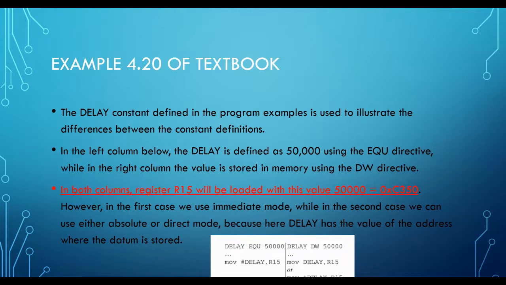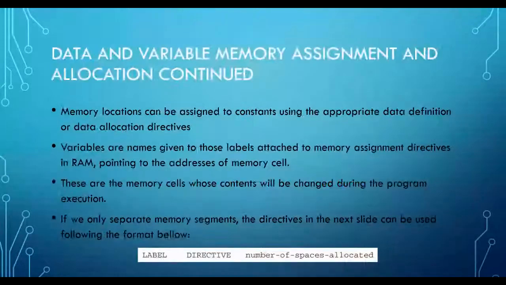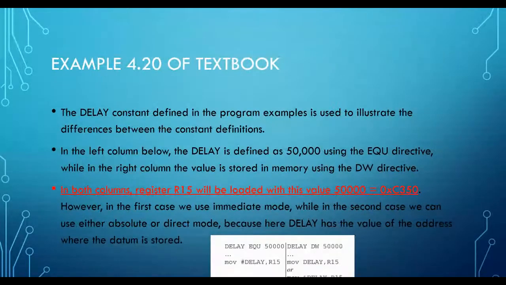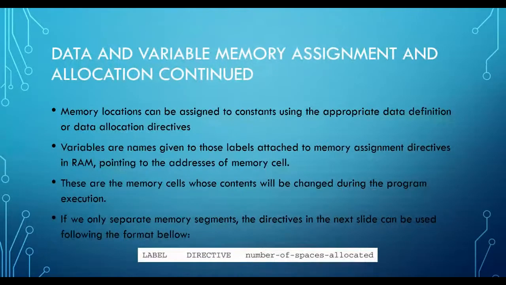In both columns, the register will be loaded with this value. However, in the first case we use immediate mode, while in the second case we can use either absolute or direct mode, because here delay has an address where the datum is stored. So basically, it's just two methods of doing the same thing. But it's important for you to be able to tell the difference.